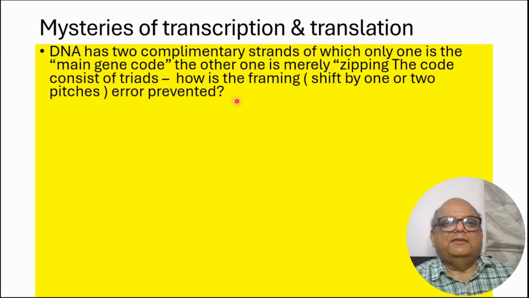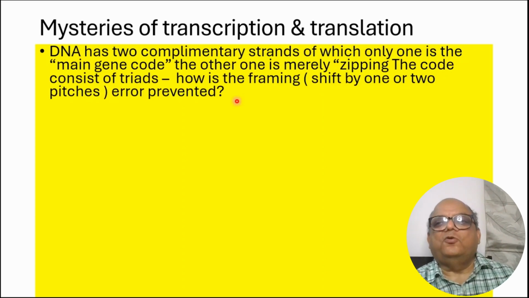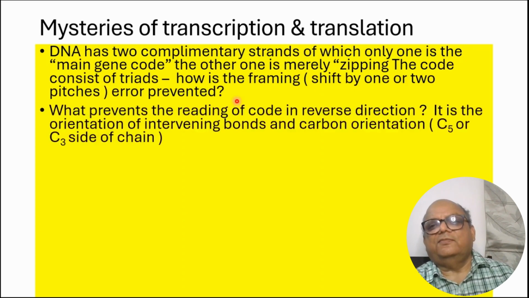Okay. So what prevents the reading of code in reverse direction? For example, suppose somebody reads the code ulta.